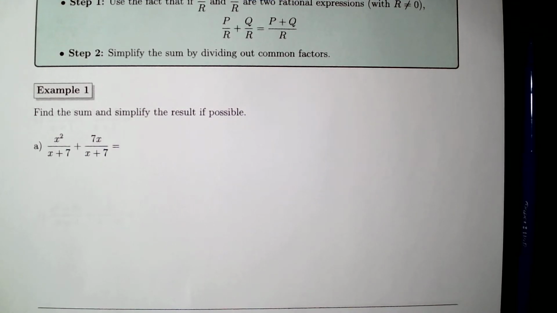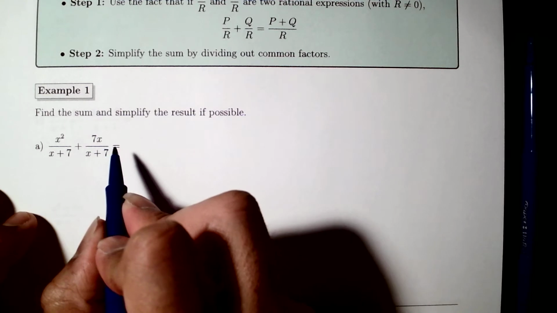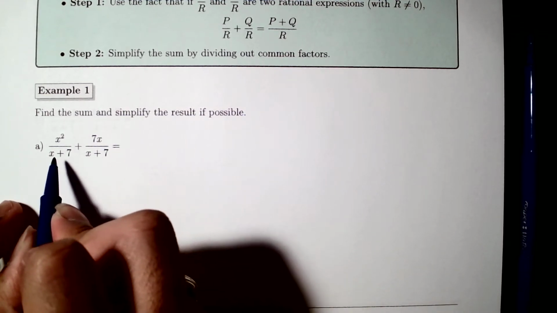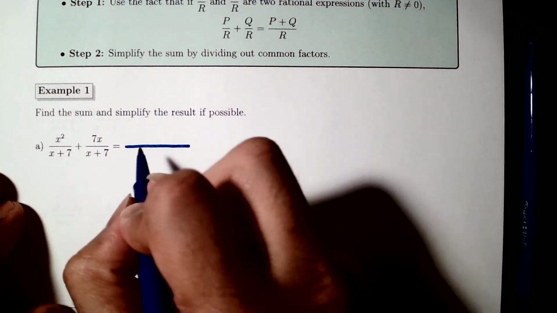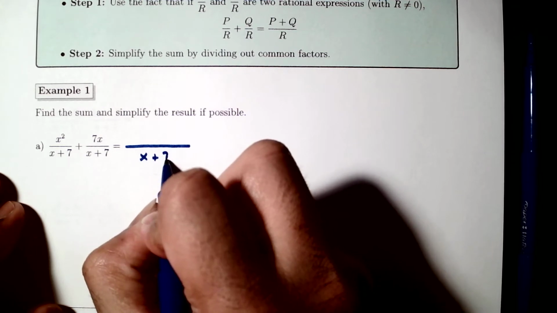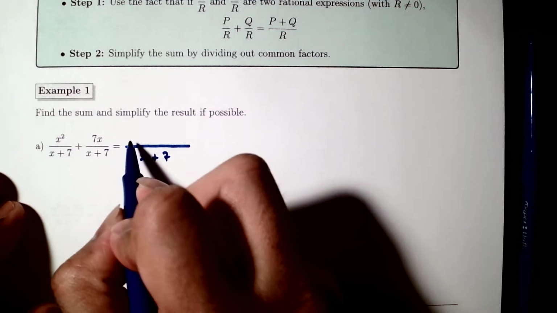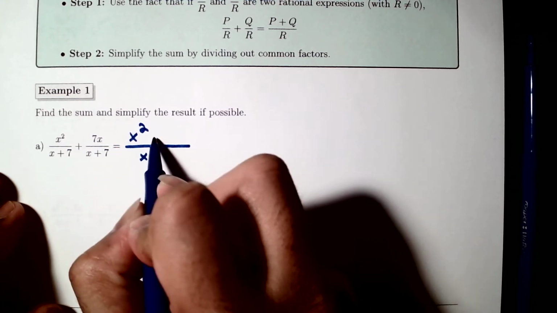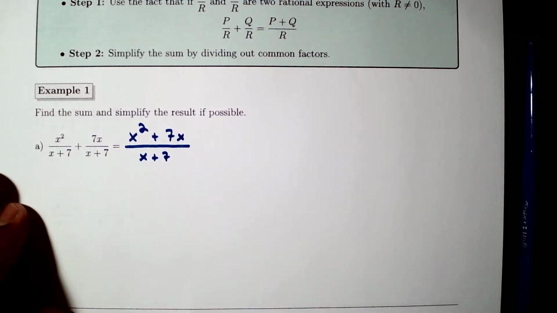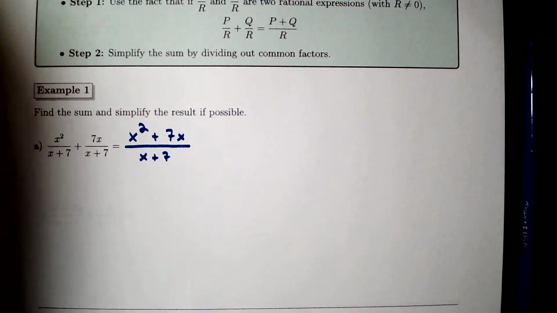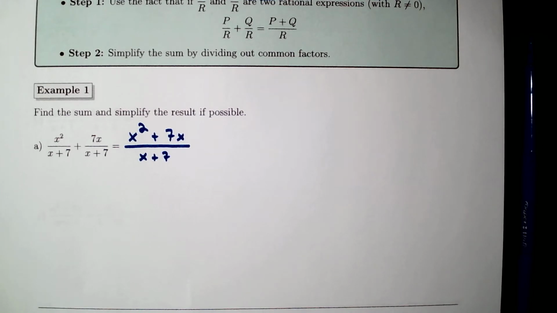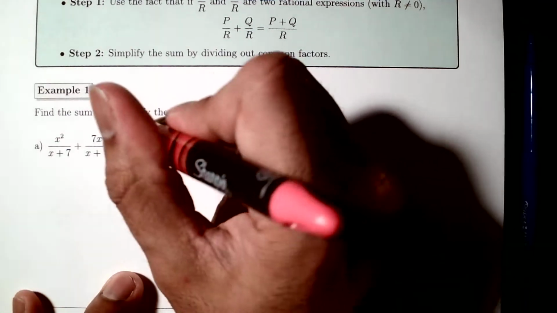Find the sum and simplify the result if possible. In this case, the denominator is the same. Because the denominator is the same, we can just write it down in one single fraction and then do the operations implied. x squared plus 7x. So that'll be the potential final answer. However, notice we are expected to simplify to the lowest terms.